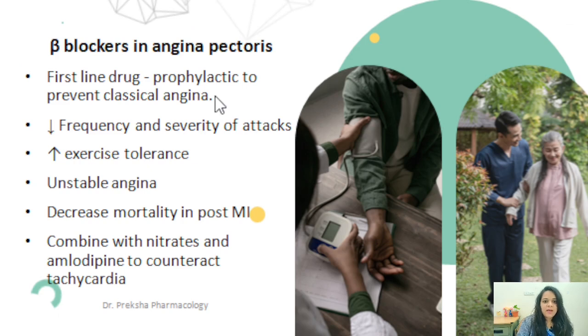Beta blockers are the first line drug for prophylaxis of classical angina. They decrease the frequency and severity of attacks and also increase the exercise tolerance. Beta blockers are also useful in unstable angina. They decrease the sudden cardiac risk in post-MI patients. Beta blockers are combined with nitrates and amlodipine to counteract the tachycardia, which is often caused by the nitrates.